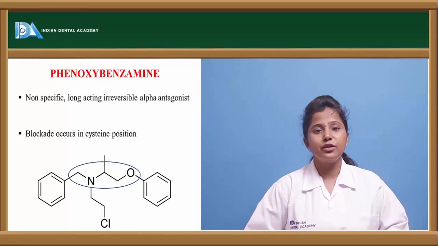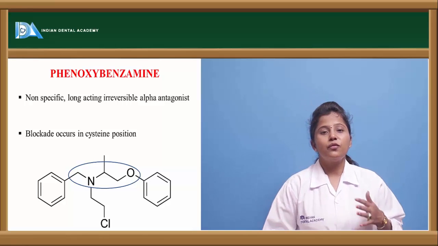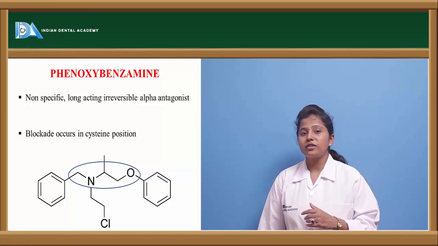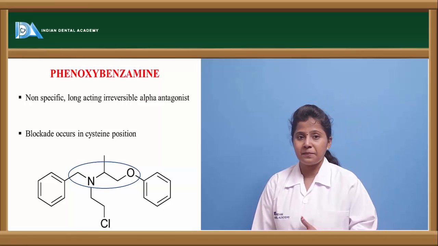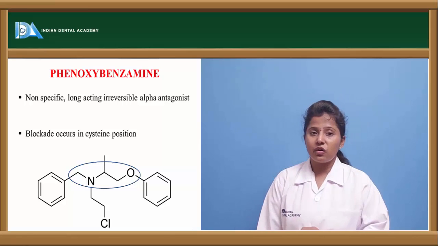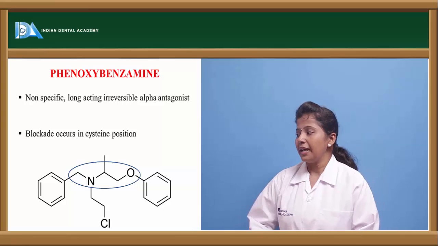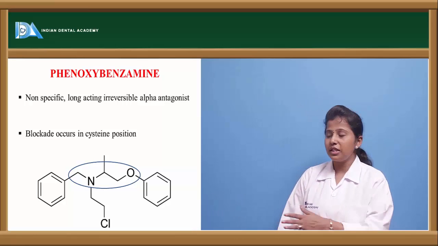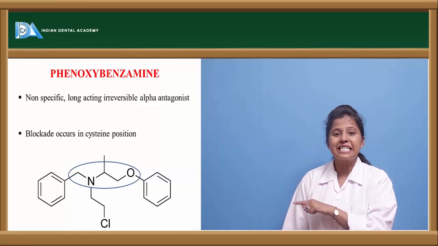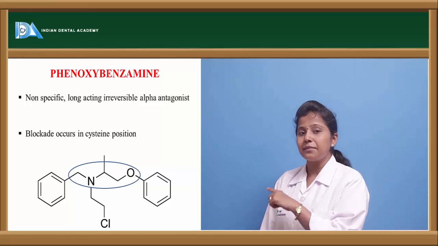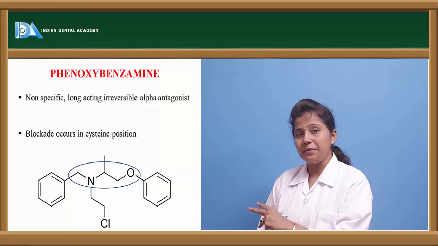Let us see the individual drugs. As I told you, Phenoxybenzamine is a non-selective alpha receptor antagonist which binds to all three alpha receptors. Here we can see the structure. In the structure, I have highlighted the position called the cysteine position. So the cysteine amino acid is present in Phenoxybenzamine.